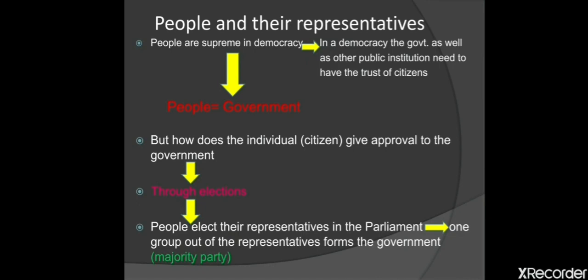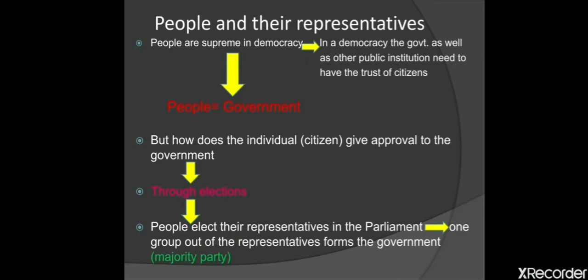So we believe that people are supreme in democracy. Why are people supreme? Because it is the people who decide what kind of government will come, and we are the people who decide who has the right to vote. So we are supreme in democracy, you can say that.